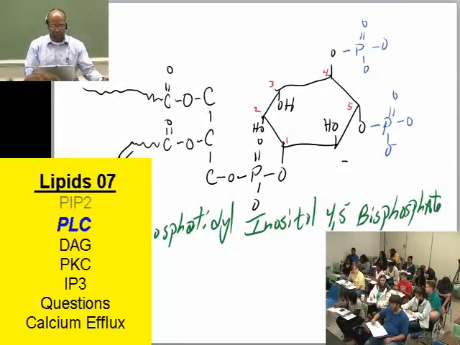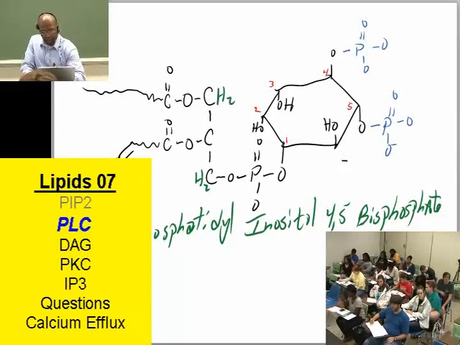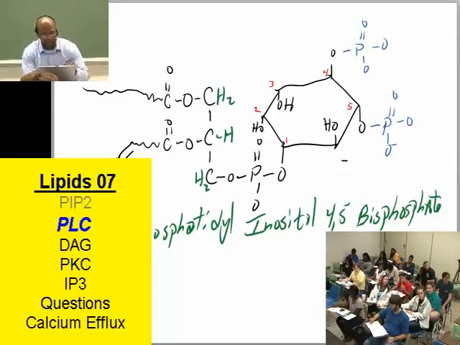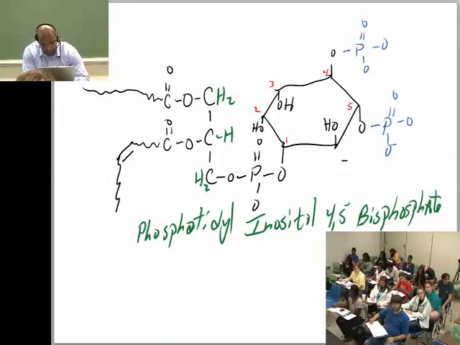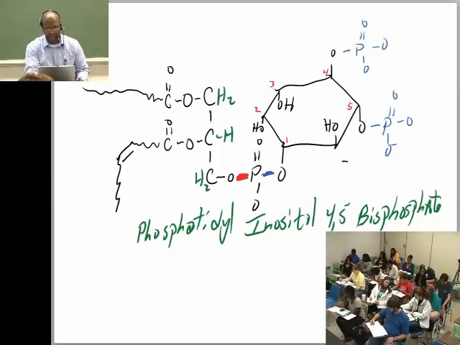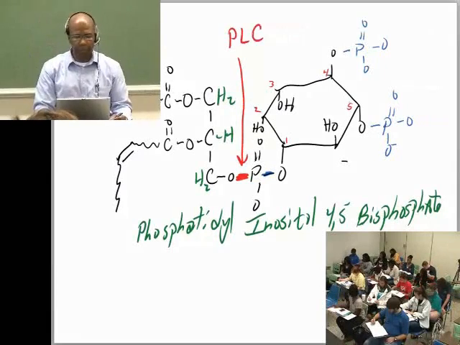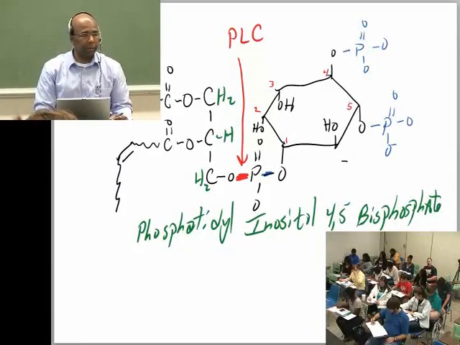And now, which phospholipase? Oops, I need this here. Let's put our H's here. Which phospholipase is going to cleave this one? Phospholipase C, and we're going to cleave right here. Now D would cleave here where the blue is, but we aren't even going to discuss D. We're just going to discuss phospholipase C. So phospholipase C is going to cleave here, PLC. Okay. Everyone okay with this one?